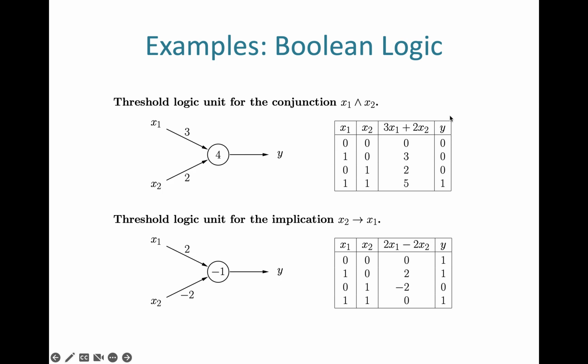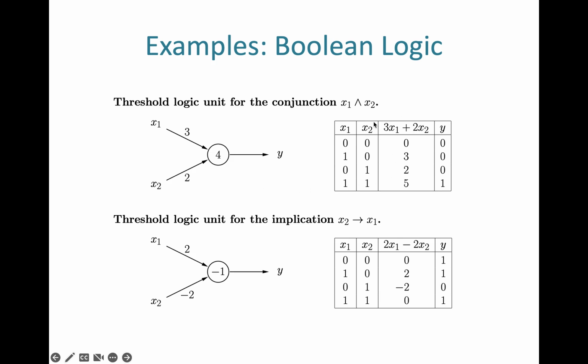So how can we implement this conjunction function using neural networks? Pretty straightforward. We have an input. The input is multiplied by certain weights, and then we have a threshold. We want to output 1 if the two inputs are 1. We want to output 0 else, for all the other conditions.